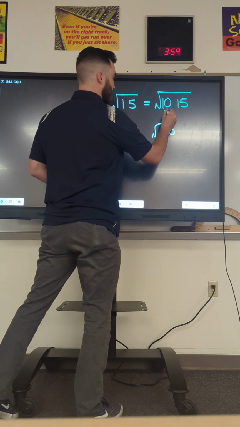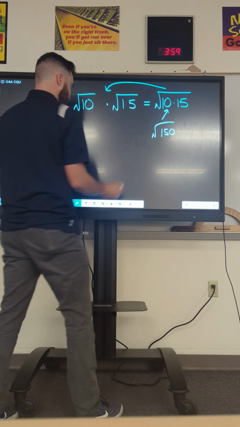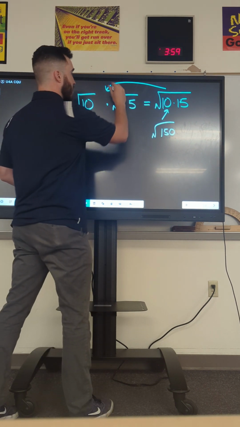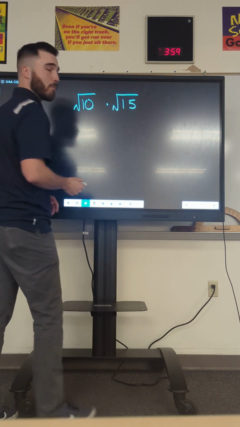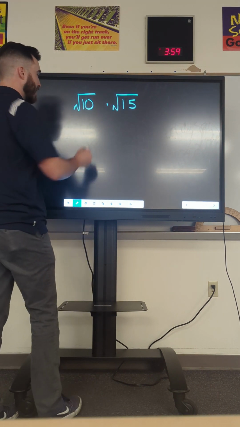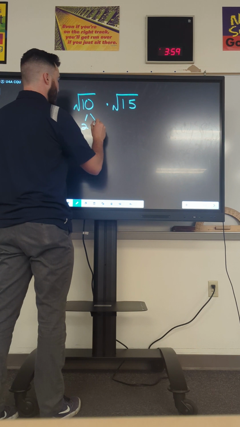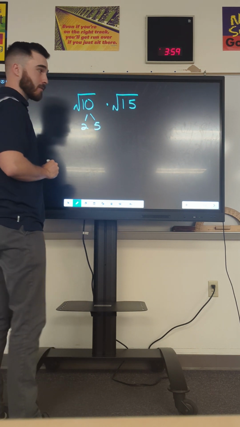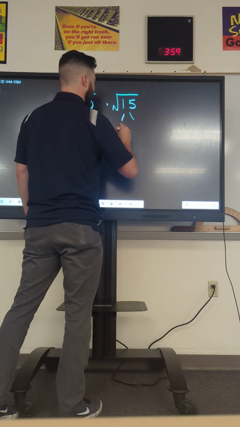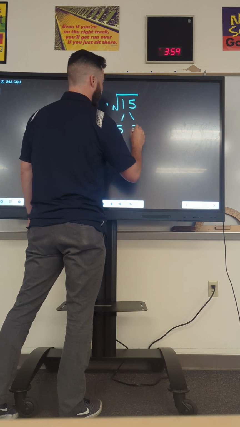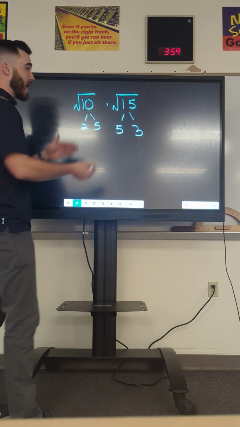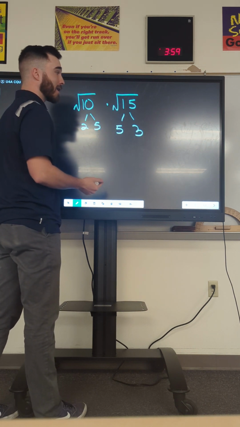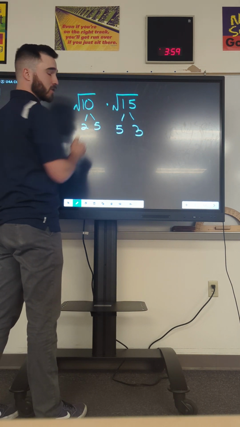I can actually just start factoring these right away instead of waiting till I multiply to factor. So I can factor 10 to be 2 and 5 right at the very beginning. And I can factor 15 to be 5 and 3 right at the very beginning. And now, right away, I can treat this as one radical because I know that these are just factors of a larger radical.